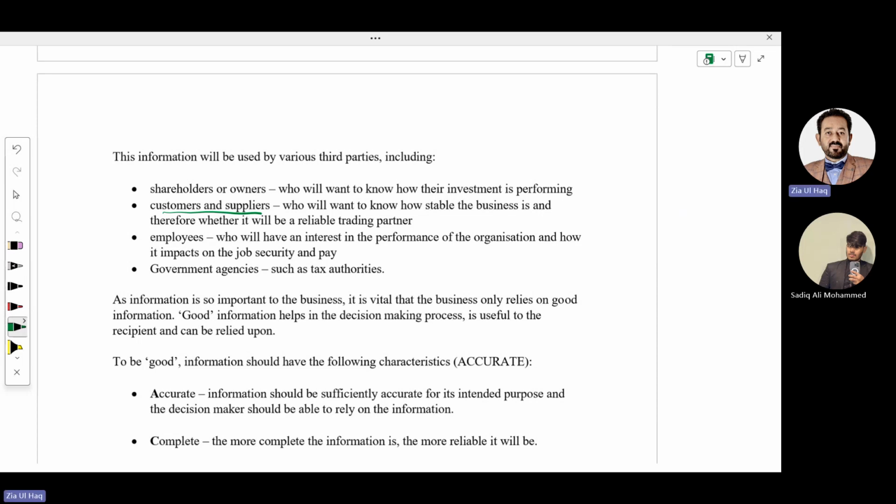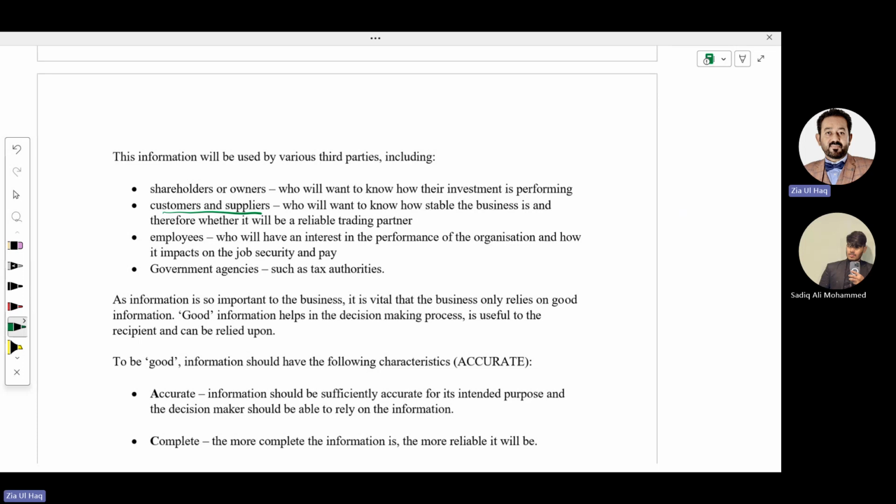So that they can judge whether new products are coming in the future or not, whether future prices are going to be up or down. Why do suppliers need information? So that they know about your business future plans and accordingly what they need to supply to you.